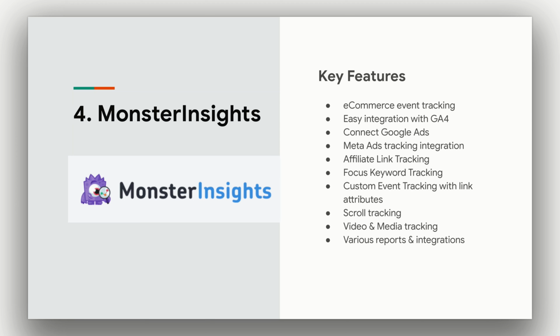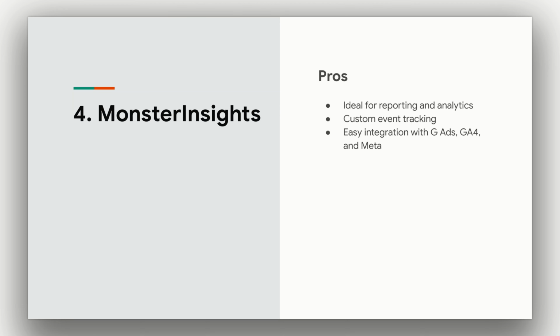In addition to that, it also provides affiliate link tracking, focus keyword tracking, custom event tracking with link attributes, scroll tracking, video and media tracking, and various reports and integrations that are possible with Monster Insights for your WooCommerce store. So it's a lot of things that you can do with the Monster Insights plugin. These are the key features. Let's see the pros and cons.